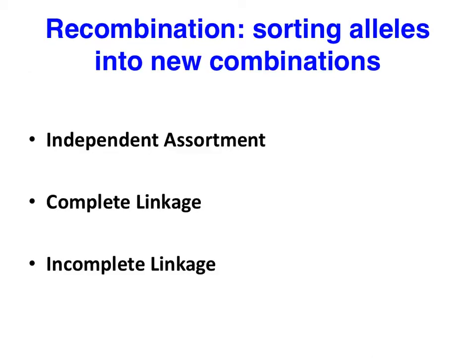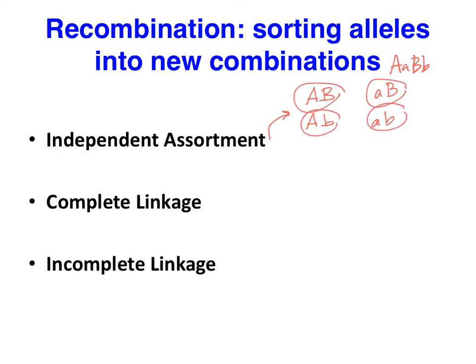In order to think about linkage maps or chromosome maps, we need to consider recombination. Let's consider an individual who has this dihybrid genotype, big A, big B, little a, little b. Now, if the A and B alleles are independently assorting, you can imagine that the gametes we'd produce could be big A big B, big A little b, little a big B, and little a little b. And all 4 of these gametes would occur in equal proportions.